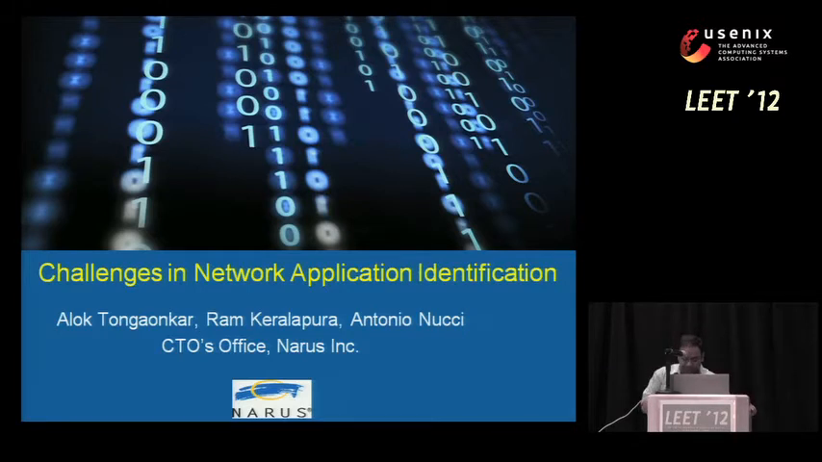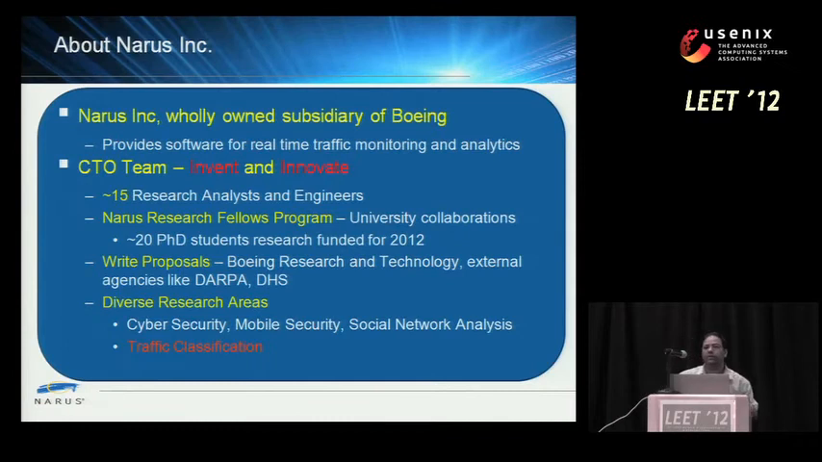Before I start discussing the problem of traffic classification, I would like to tell you something about Narus and why we are interested in this problem. Narus is a traffic analytics company. We develop software for real-time monitoring of network traffic and analyzing the data. The CTO team at Narus comprises 15 research analysts and engineers. Our goal is to invent and innovate.